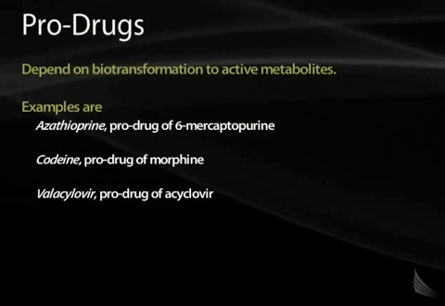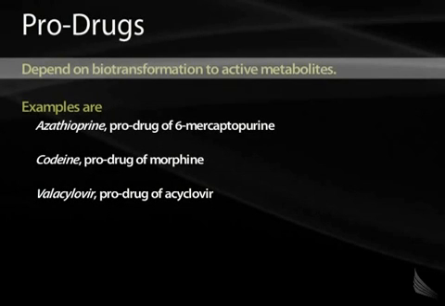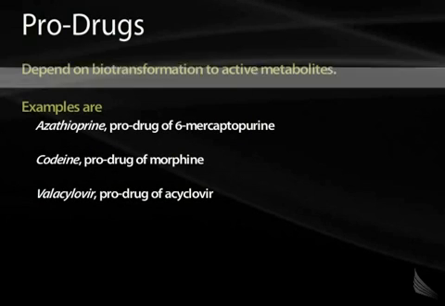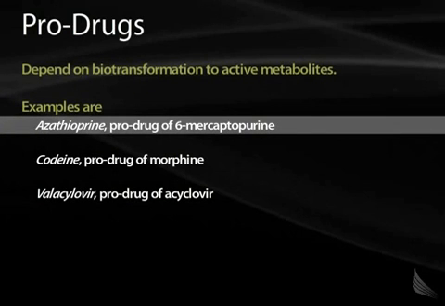Prodrugs are drugs that we take in that depend on biotransformation or metabolism to activate the drug. The most important example of this would probably be azathioprine, which is converted in the body to 6-mercaptopurine, which is an anti-cancer agent.